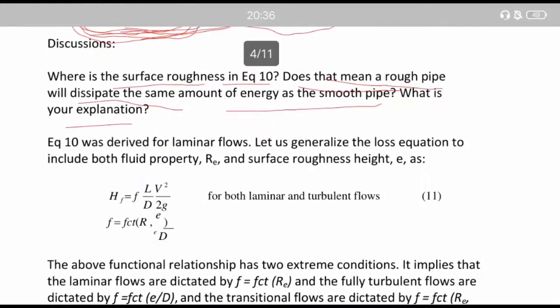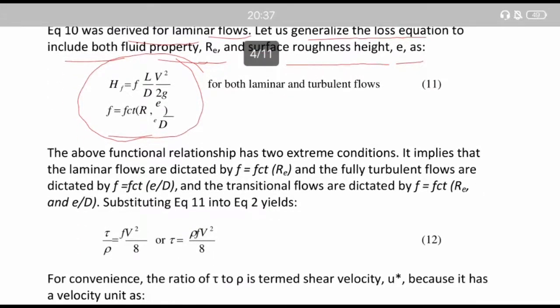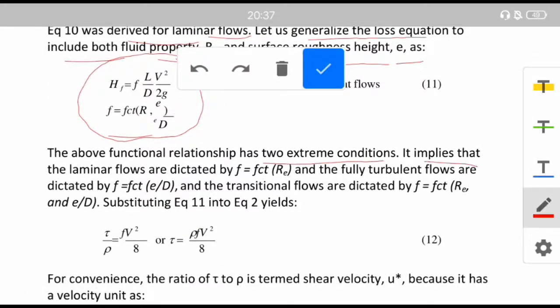The explanation is that equation 10 was derived for laminar flows. Let us generalize the loss to include both the fluid property Re and the surface roughness E. So hf is like this, and f is a function of Re and E upon D. The above functional relationship has two extreme conditions. Laminar flows are dictated by f equal to a function of Re, the fully turbulent flows are dictated by f equal to a function of E and D, and the transitional flows are dictated by f equal to a function of both Re and E and D.